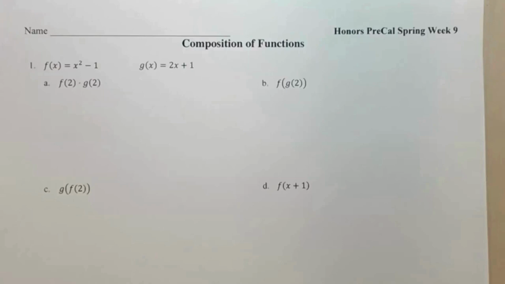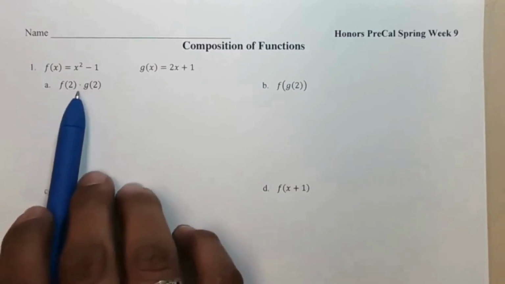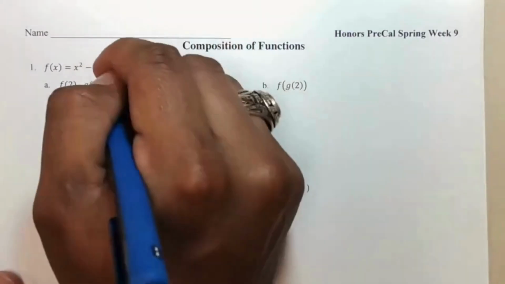All right, welcome to week 9. We're going to start off talking about composition of functions. It's when we take functions, and sometimes multiple functions, and we evaluate them at certain values or plug in different expressions into them, and then we can do any kind of operations with them. Like here, we're going to plug in 2 for f, 2 for g, and then multiply them together.